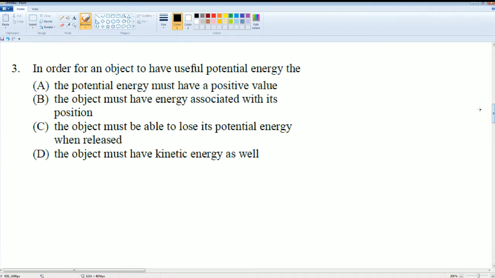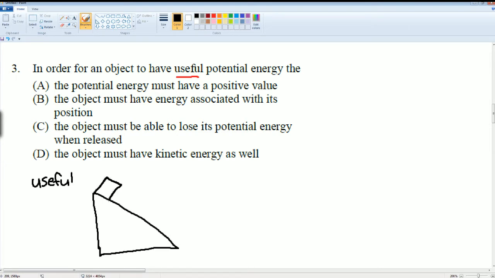Three. In order for an object to have useful potential energy, the object must have which one of the following? So let me give you an example of a useful potential energy and something with not useful potential energy. This would be useful: if I have a ramp and I have a block, it's at rest. I hold it. When I let it go, it slides down.